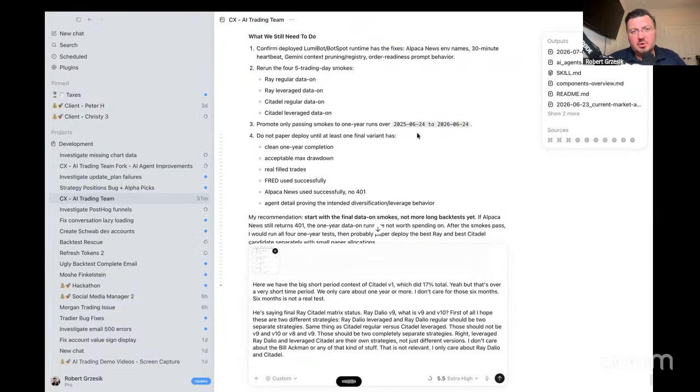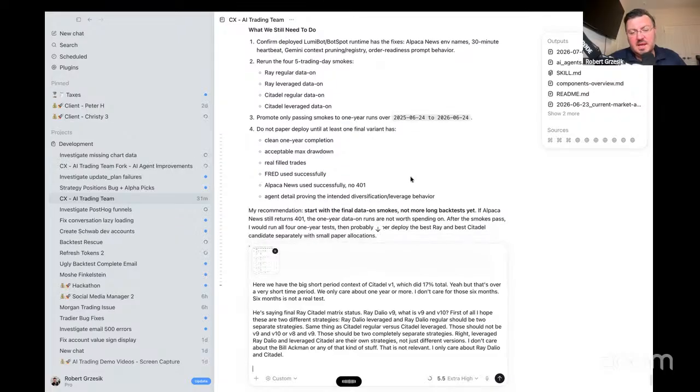All right, and you're saying promote only passing smokes to 1 year runs. Okay. We don't need to run all four smokes. I mean, we could just run one and learn a lot from it already. Why do we need to run all that many smokes?